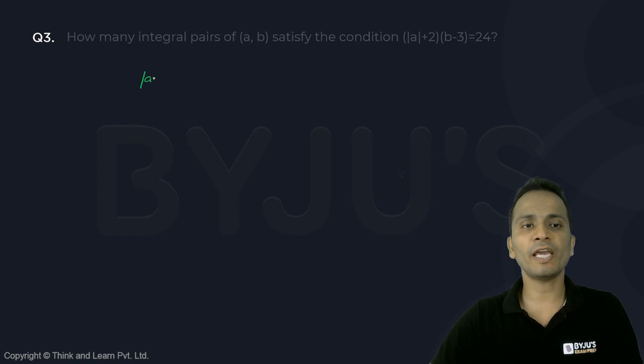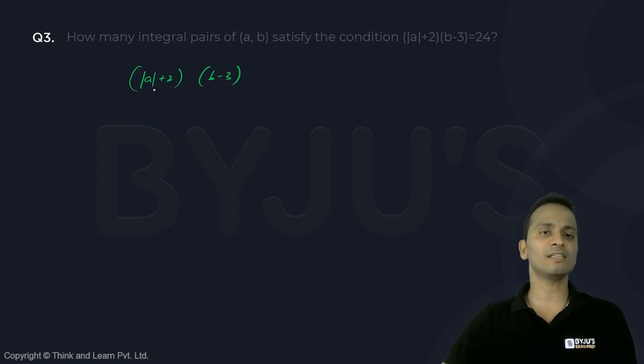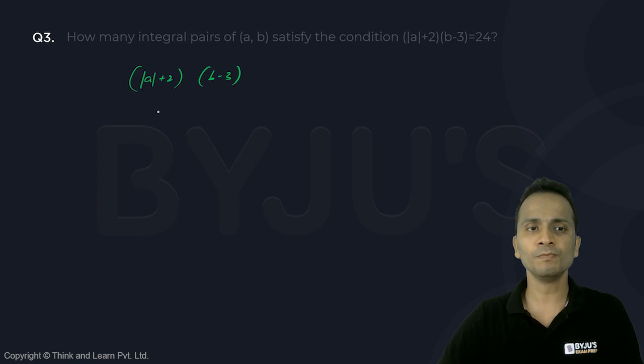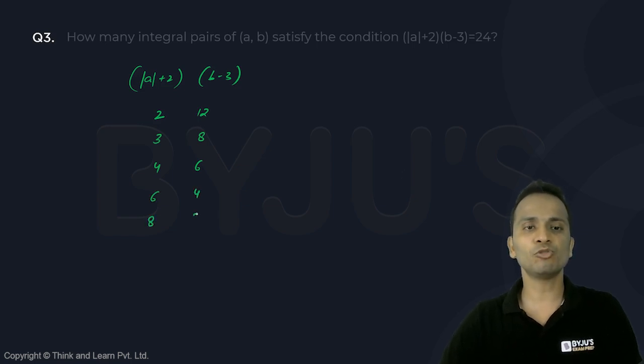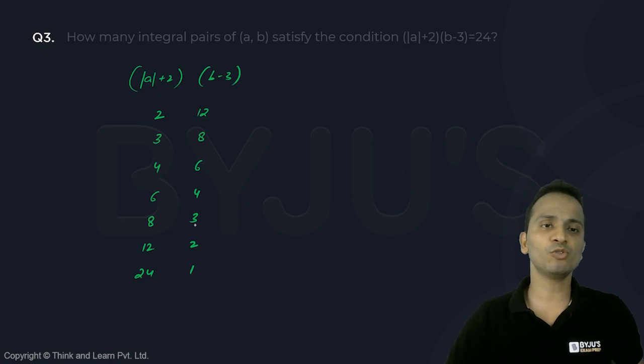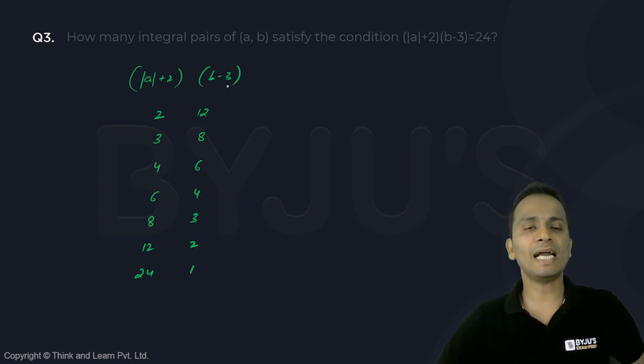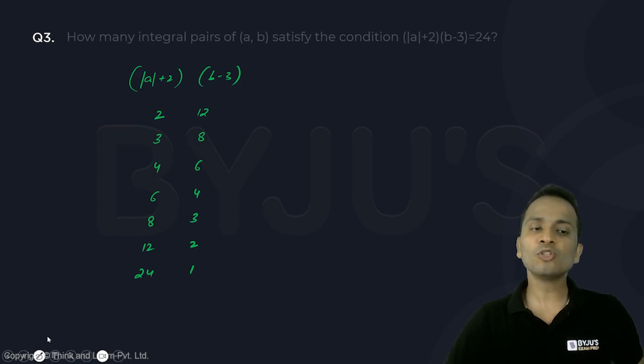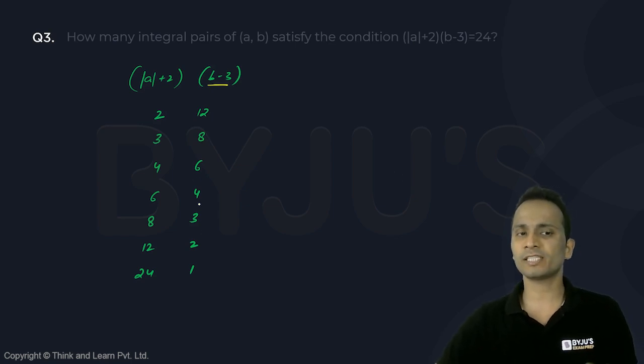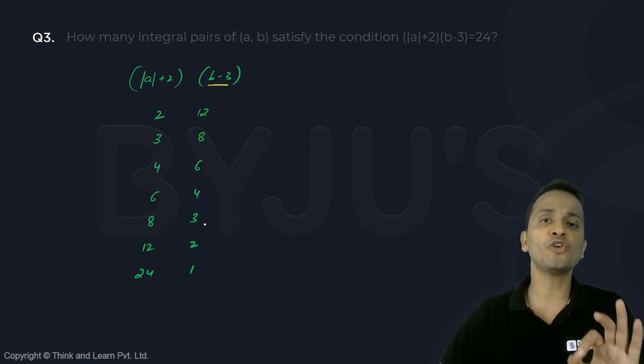So modulus of a plus 2 and b minus 3. Since I know that the minimum value of modulus of a plus 2 will be 2, the cases will be 2 into 12, 3 into 8, 4 into 6, 6 into 4, 8 into 3, 12 into 2, and 24 into 1. So these are all the possible values for modulus of a plus 2 and b minus 3, right? Now, there is no need to look for the values of b, because b minus 3 is either 12 or 8 or 6 and so on. Correspondingly, for every case, we'll get a unique value of b.